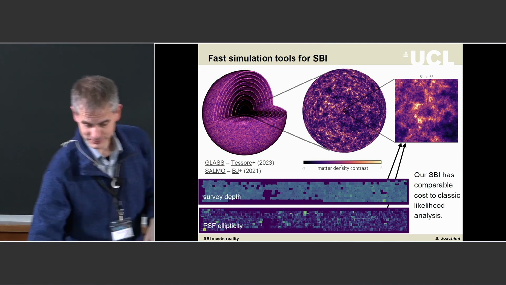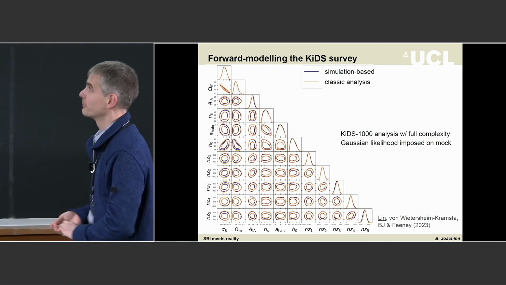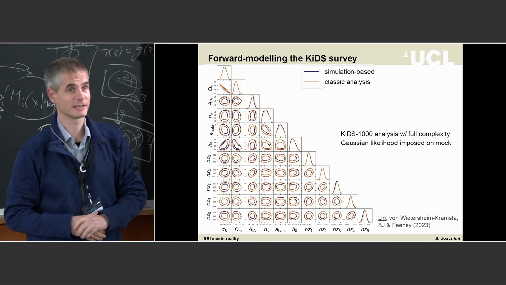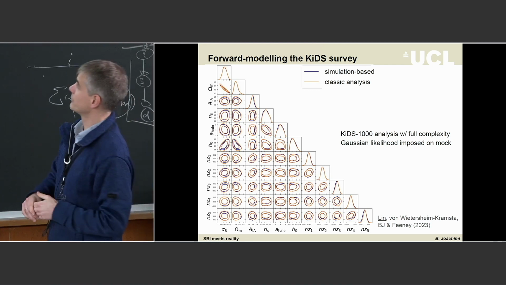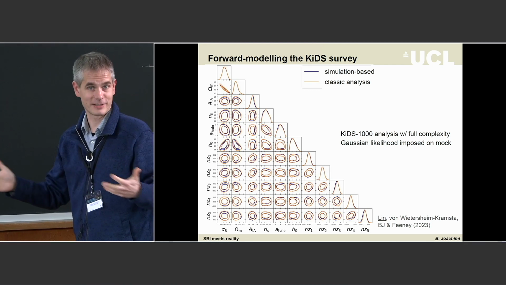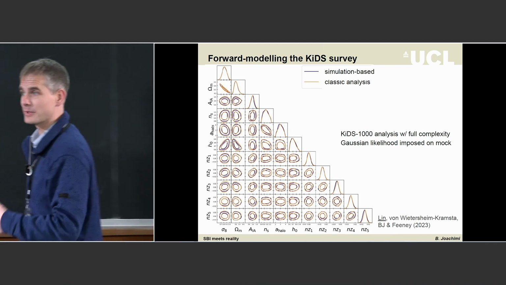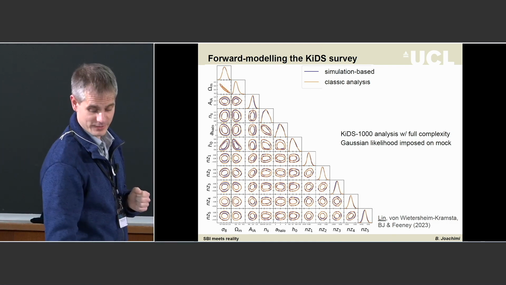And so when you do that, we actually find that we can exactly reproduce the posterior that you get. This is an 11-parameter analysis. This is exactly what the Kilo-Degree Survey, the most recent analysis, has done. And we can reproduce this when we impose a Gaussian likelihood, which of course the classic analysis does. And now we can do more. We have all the opportunities to do validation and extra bits for this.